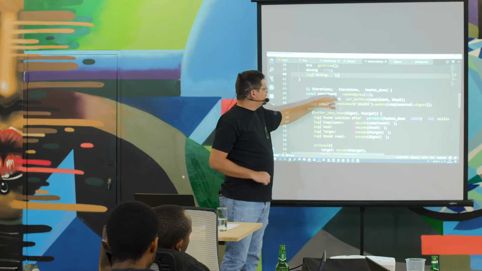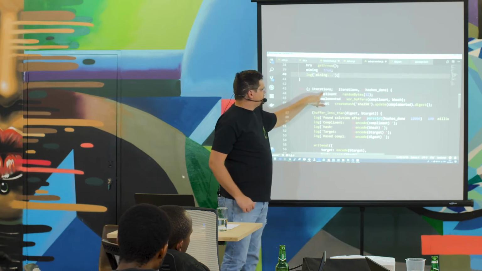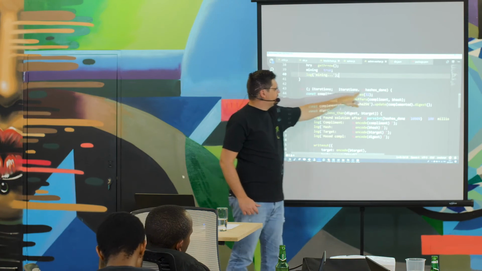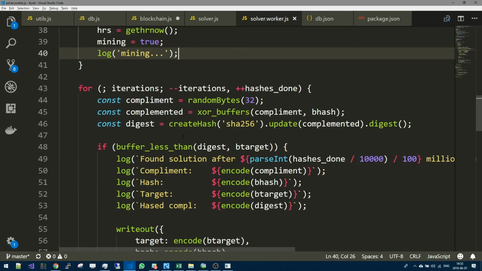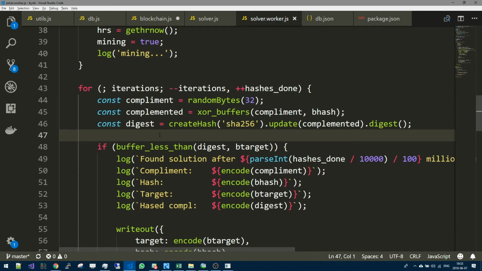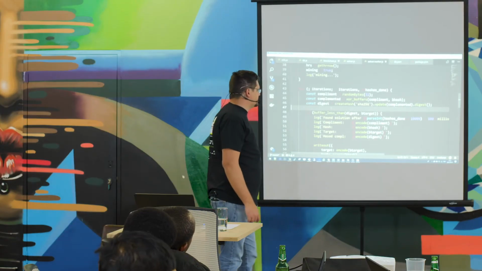All that it does is it starts with iterations, it'll go down to 0, and it increases a little counter for us, which has nothing to do with the other one. And this is what it does. It gets random bytes for the complement. Bitcoin would just increase it by 1. I just chose random because that feels better.